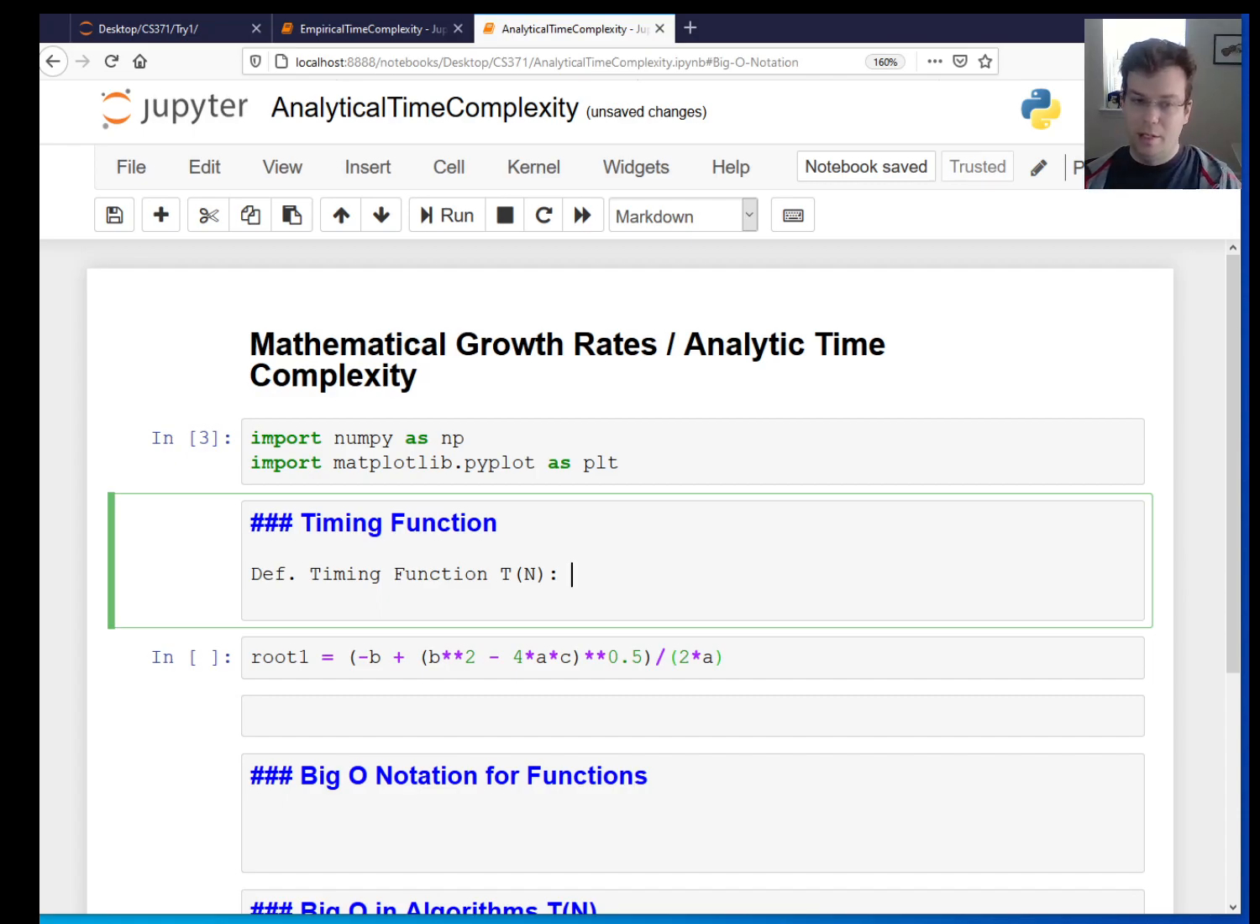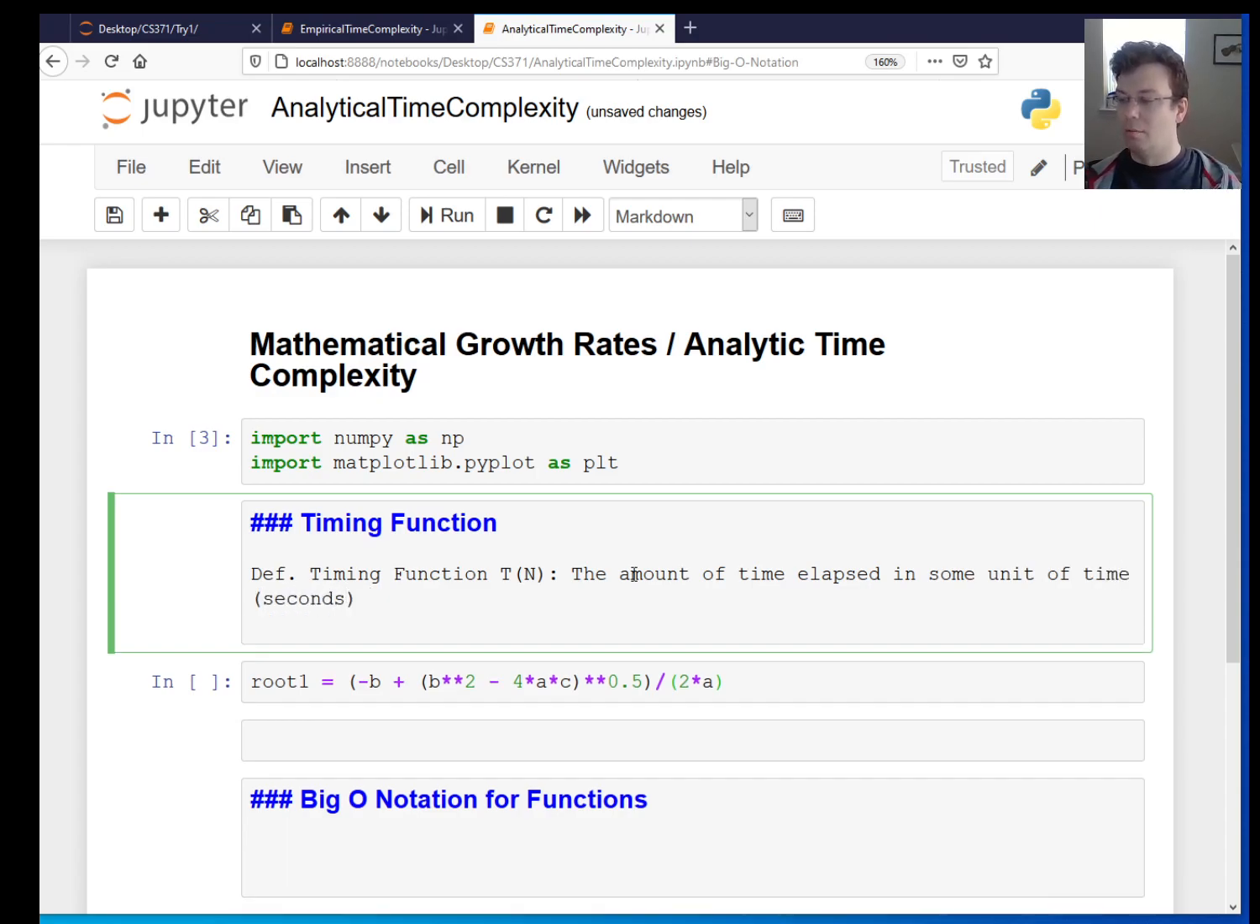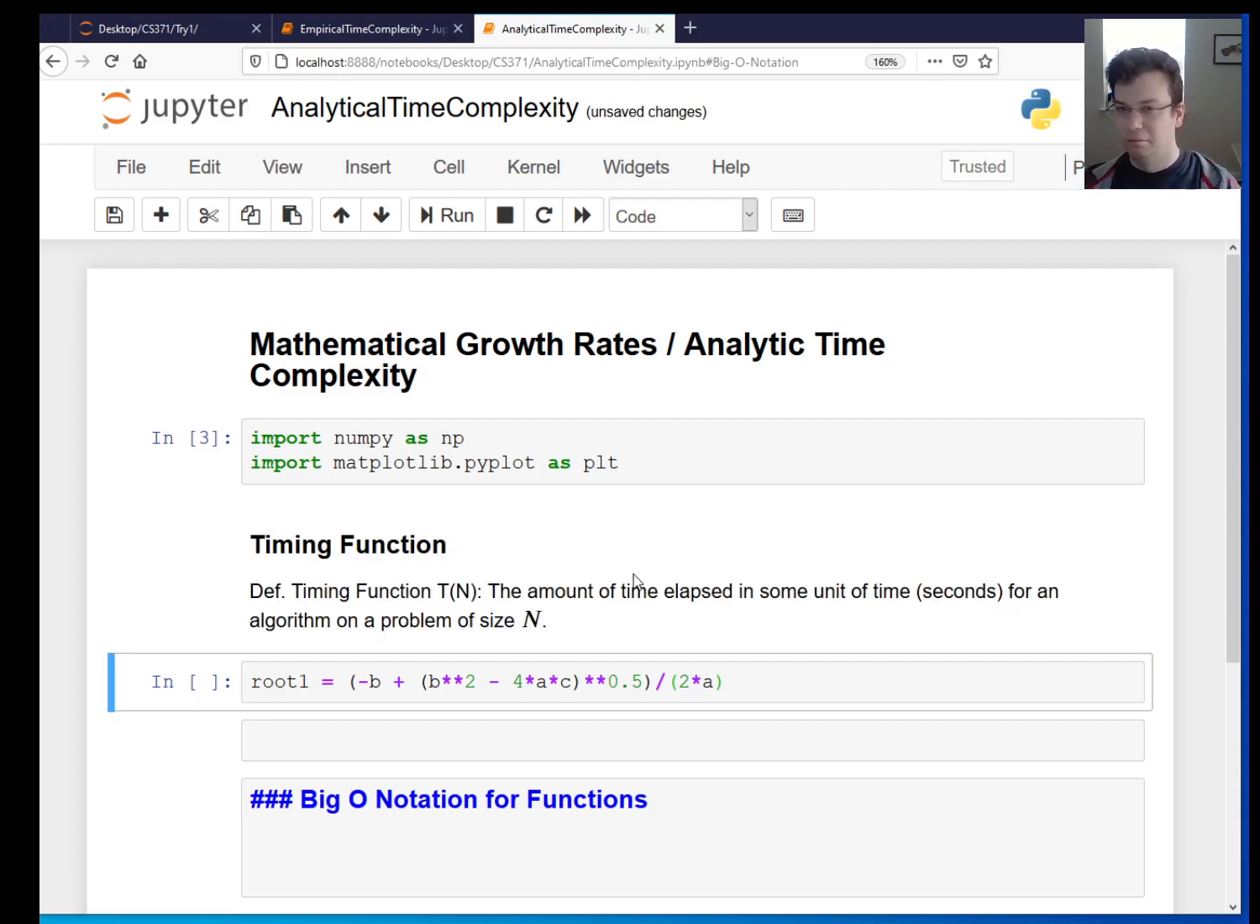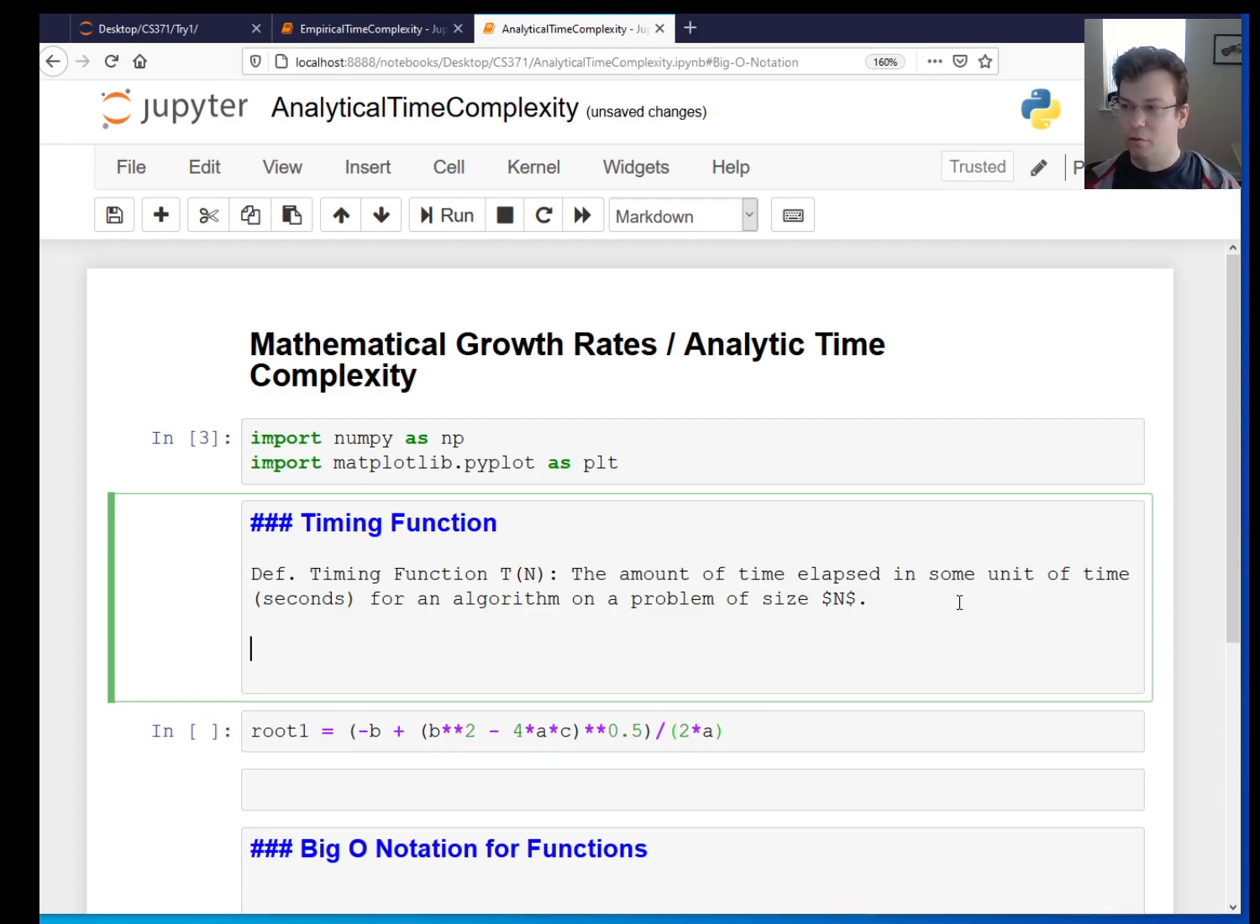which is going to be the amount of time elapsed in some unit of time, maybe seconds, for an algorithm on a problem of size n. That's it. Okay, cool. But does this definition really make sense? How helpful is it? So there are a few snags if I'm going to try to define such a function for the things I was just looking at.